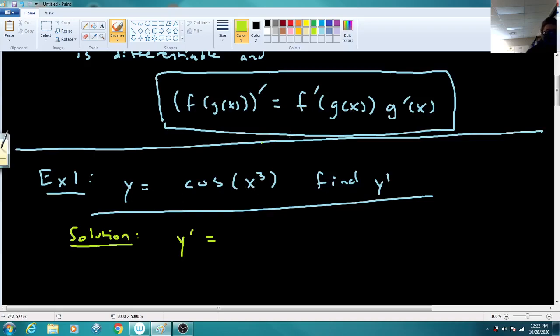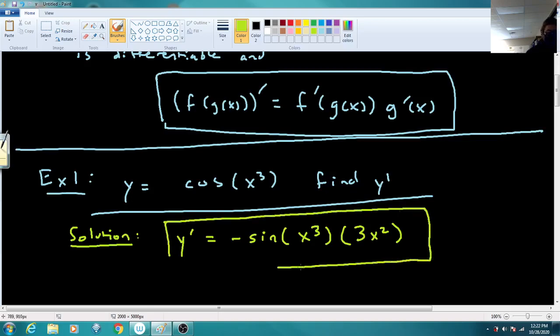X cubed is the inner function, so we'll take the derivative of cosine, because that's what f prime says to do. Derivative of cosine is negative sine. We leave the g of x function, the inner function, alone, and then we multiply it by g prime, which is the derivative of the inner part. The inner part here is x cubed, so we're going to multiply that by 3x squared. And that will be our derivative by the chain rule.